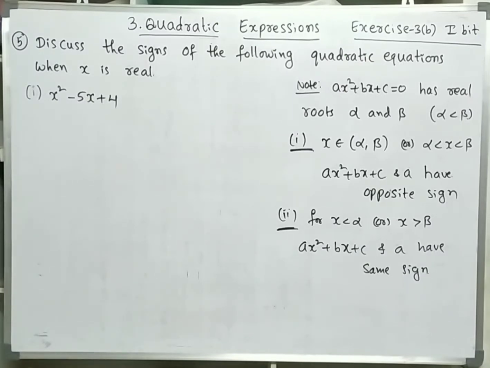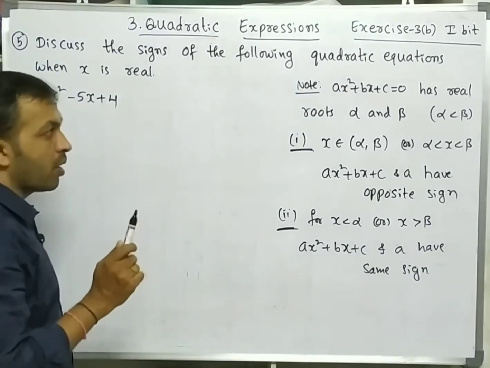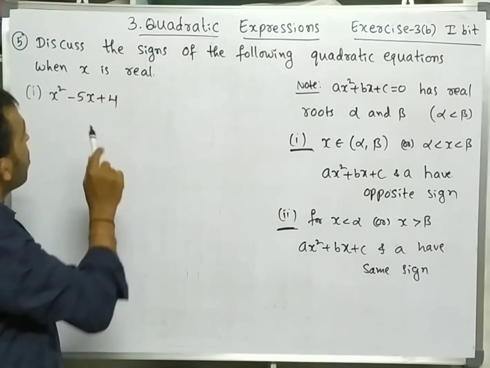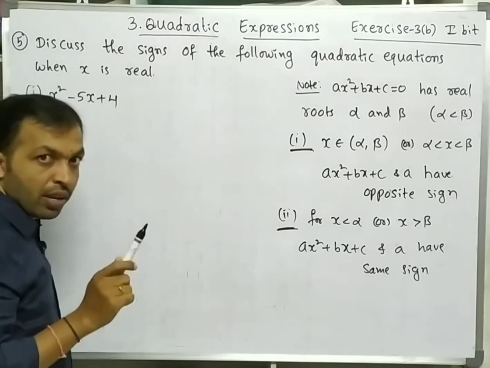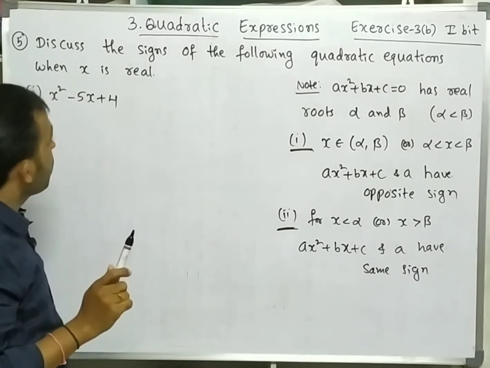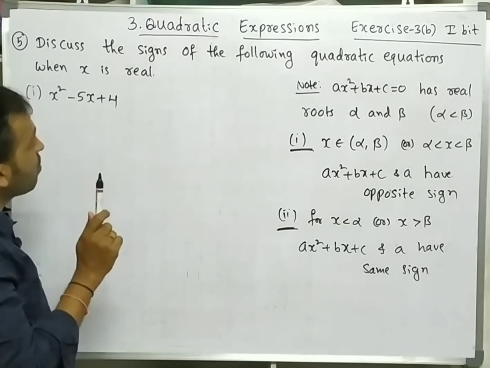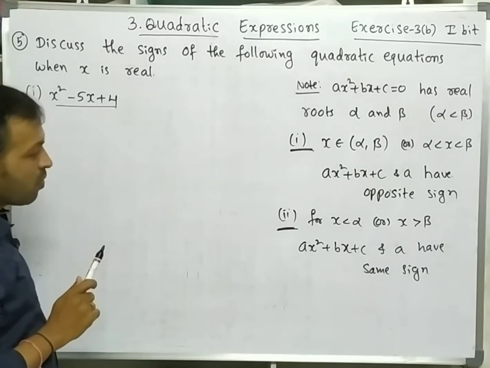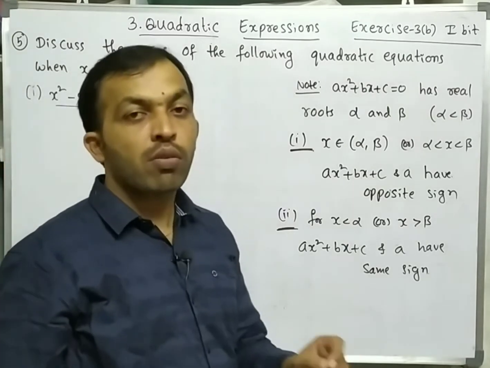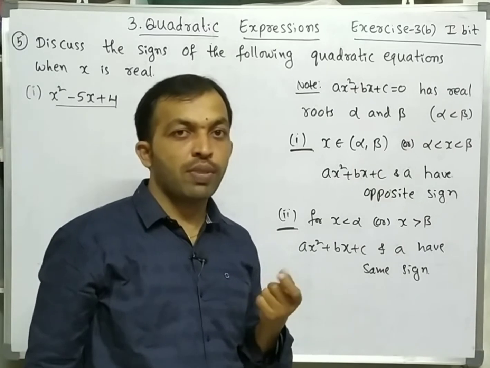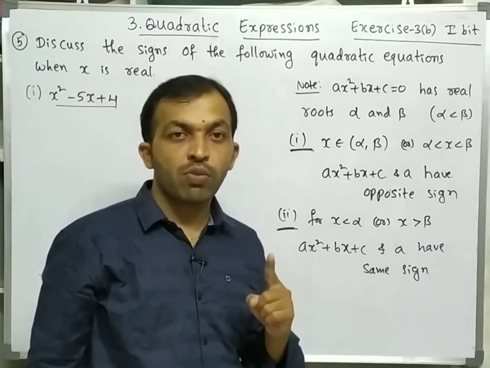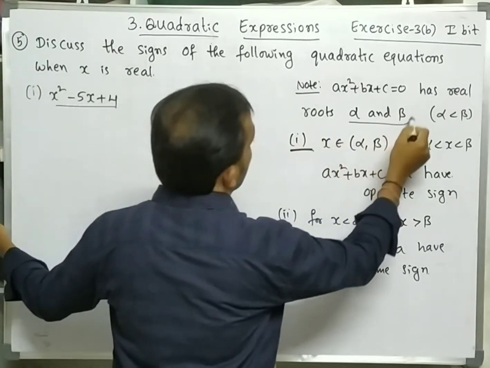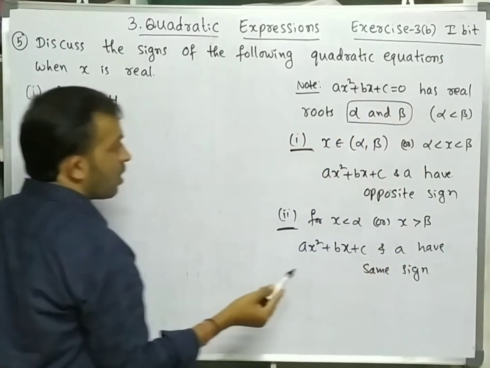Next problem, you have to understand carefully. Discuss the signs of the following quadratic equations when x is real. When x is real, we should find the signs of the quadratic equations. The first one is x square minus 5x plus 4. To find the sign of the given quadratic equation, first we should find the roots of the given quadratic equation, which are alpha and beta. This is the point which we already learnt.